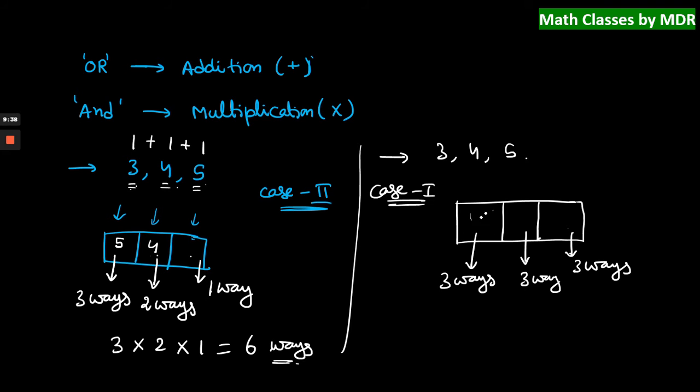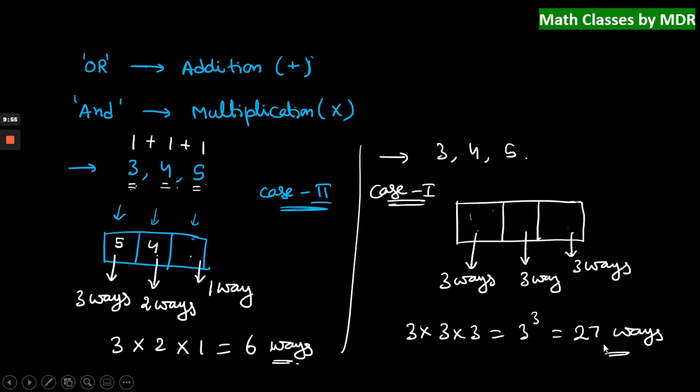In the 100's place 3 ways, in the tens place 3 ways, and in the units place 3 ways. So here we are using 3 into 3 into 3, that is 3 cubed. That means we can get 27 ways. We can form 27 3-digit numbers if repetition is allowed. So this is the basic concept of permutation, and this is also known as the counting principles.